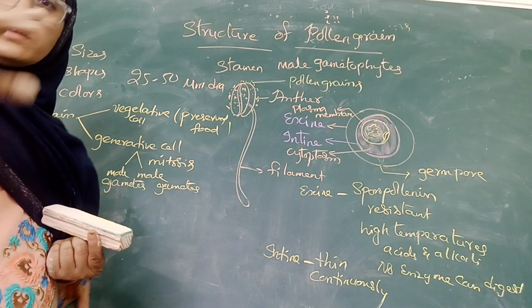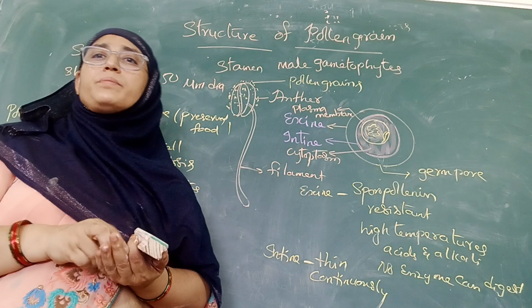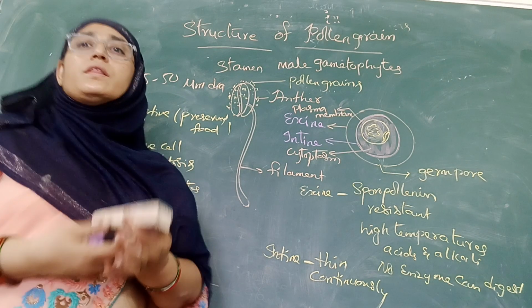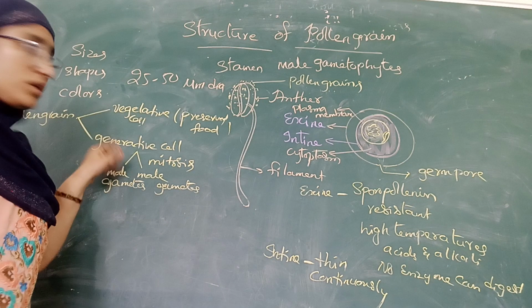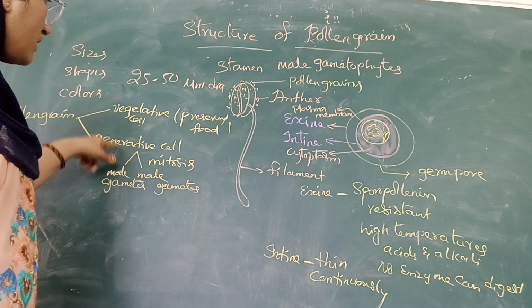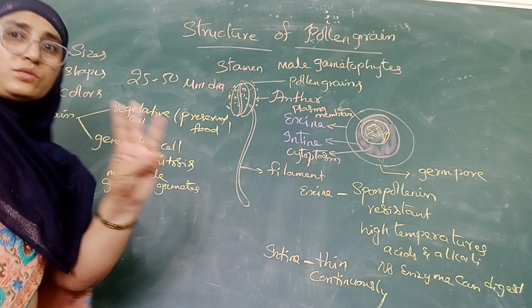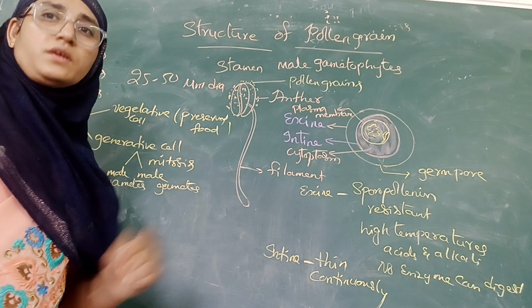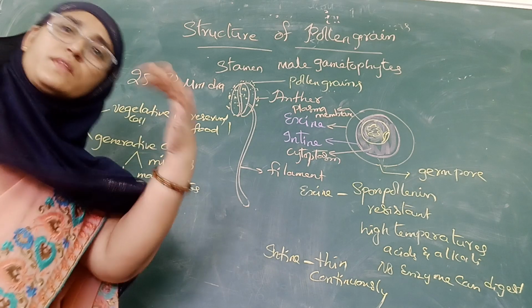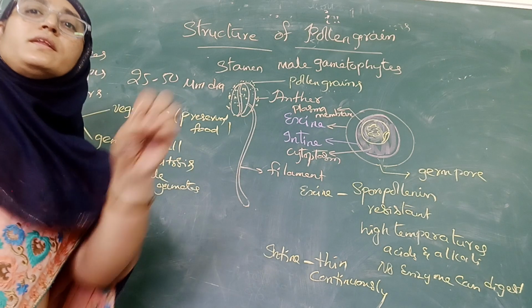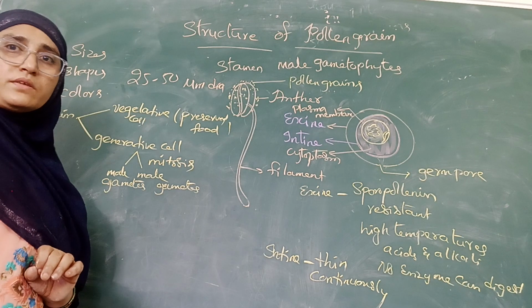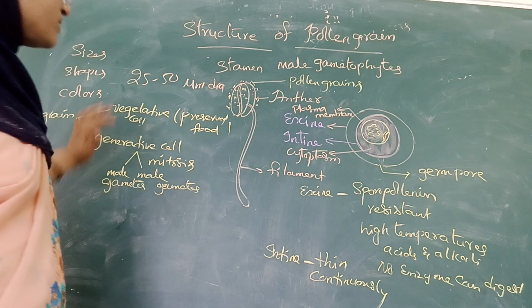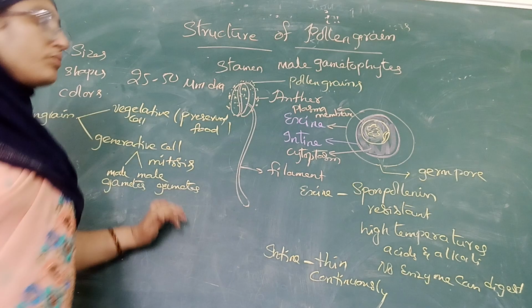So in 40% of the plant species, the pollen grains shed off during the three cell stage. One vegetative cell and two male gametes, three cells are present inside the pollen grain. With this three cell stage, they shed off from the anther and try to reach the stigma. Have you understood? So this is the internal structure of the pollen grain.